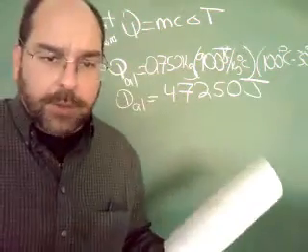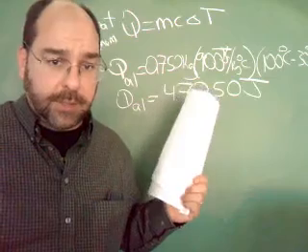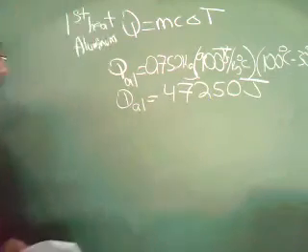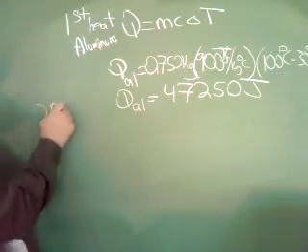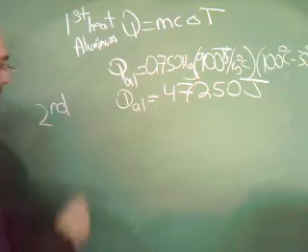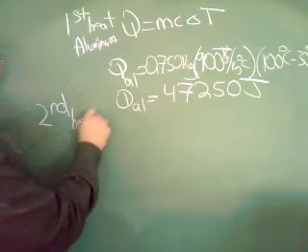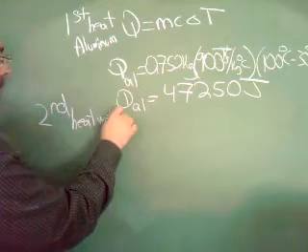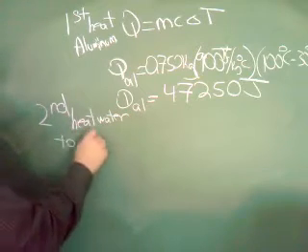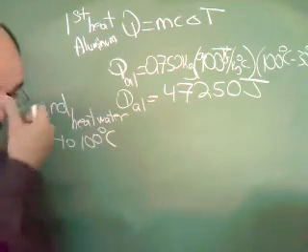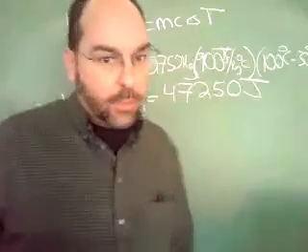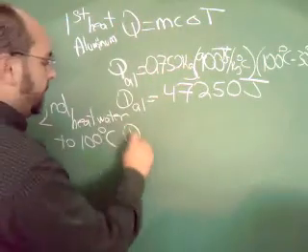47,250 joules. That looks like a big number. Turns out in the fullness of time that's very little. We can ignore that most of the time. Second thing we need to do is heat our water to 100 degrees Celsius. Water won't boil unless it's at its boiling point, so the first thing we have to do is get it there.